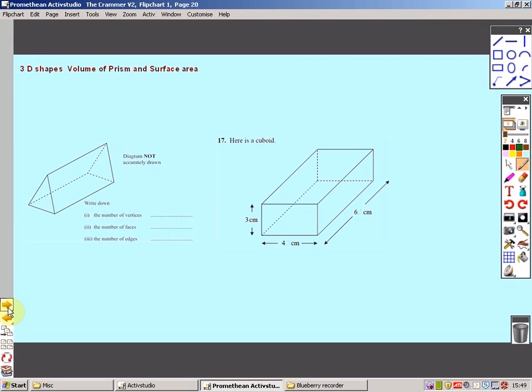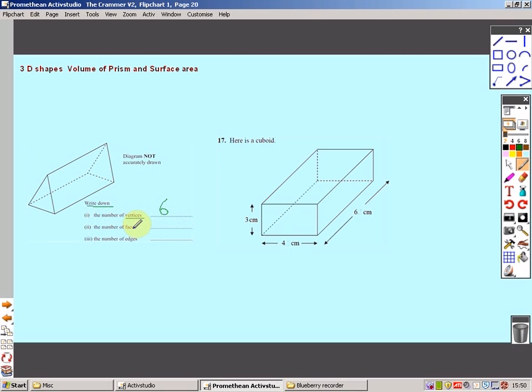Okay, 3D shapes, volume of prism and surface area. Very quickly, I put this in here because there's some key words. Vertices. Vertices is a posh word for corner. So write down the number of vertices. Write down means it's going to be easy. How many corners? 1, 2, 3, 4, 5, 6. 6. Remember, vertices is corners.